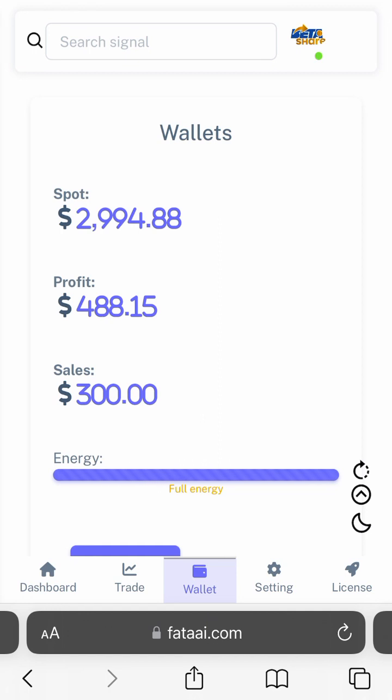And then you see the sales. My sales wallet, I have $300. That's to say I have people that have registered under me and then purchased a license, and then you'll see I'm making profit. I now have profit of 300. I actually have more than this, but I've transferred out.